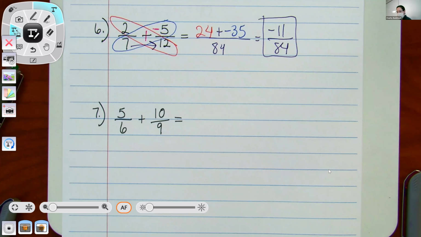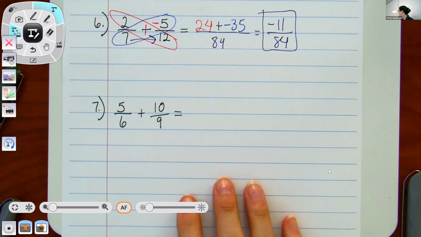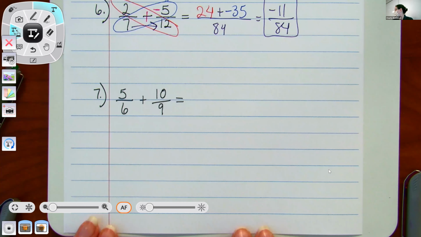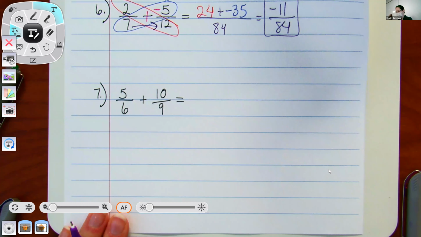All right, number 7. In this case, I'm looking at those two denominators, 6 and 9, and I see that they do have a common factor of 3. So I'm thinking that just using the LCD method might be easier for this problem, but you could still use the bow tie method. It's just that if you use the bow tie method, you're probably going to end up having to reduce it at the end. But either method will still work. So I'll go ahead and do both methods, and then you can see the difference.